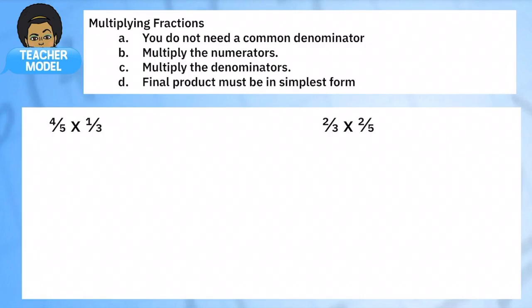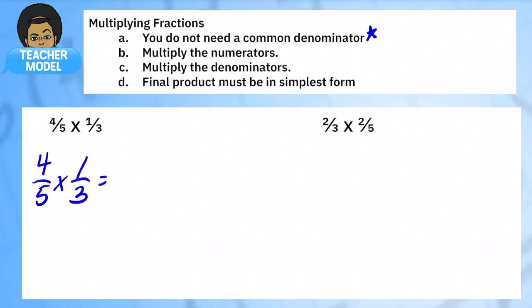Adding and subtracting felt like a lot of work. Multiplying is going to feel like a breeze because of this first note. You do not have to have a common denominator to multiply fractions. You're simply going to do these 3 steps here. You're going to multiply your numerators, and then you're going to multiply your denominators. Let's show you what this looks like.